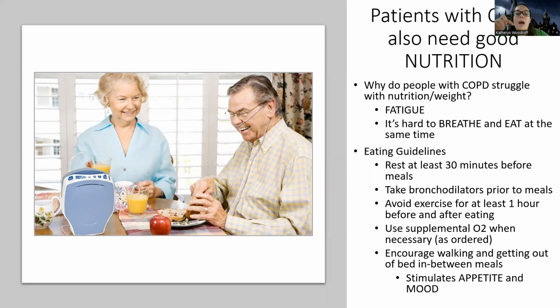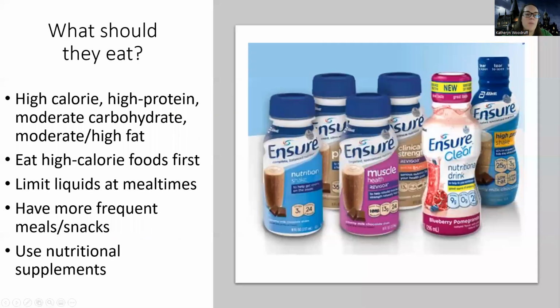And then, not 1 hour before and after, but in between meals, walking and getting out of bed and moving around helps, because exercise does help stimulate appetite and increases mood, which can help with their nutritional issues. But as a whole, I want them to rest right before and right after, take your bronchodilator before, use oxygen during if needed, and then in between meals, at least an hour after the meal, get up and walk around a little bit to stimulate your appetite.